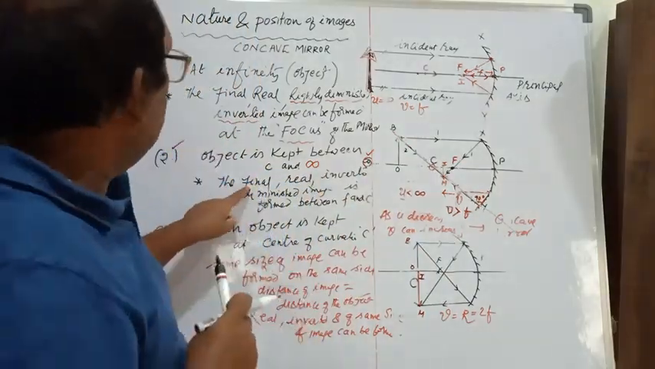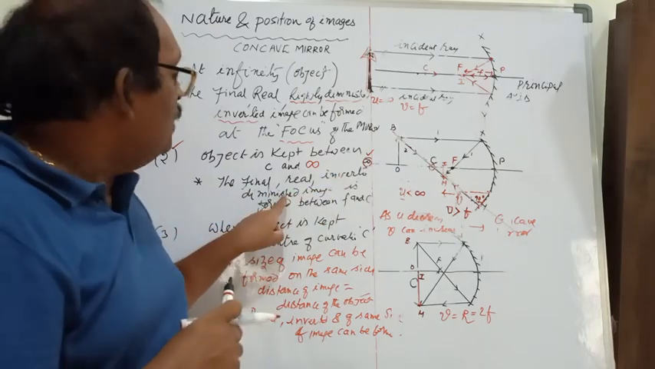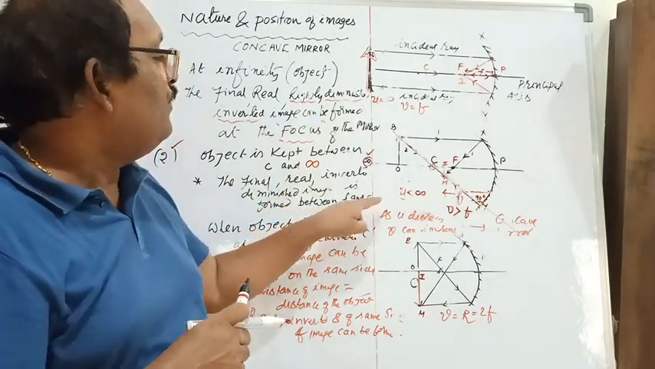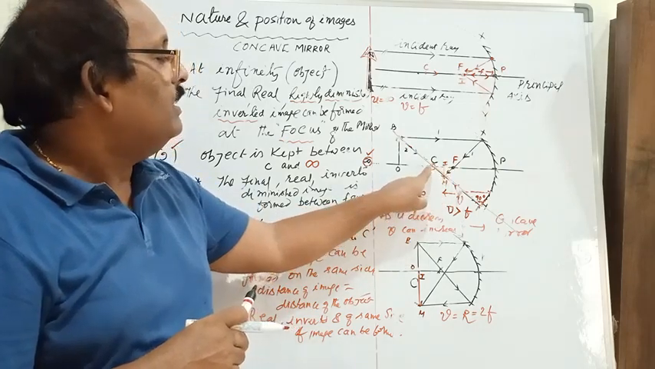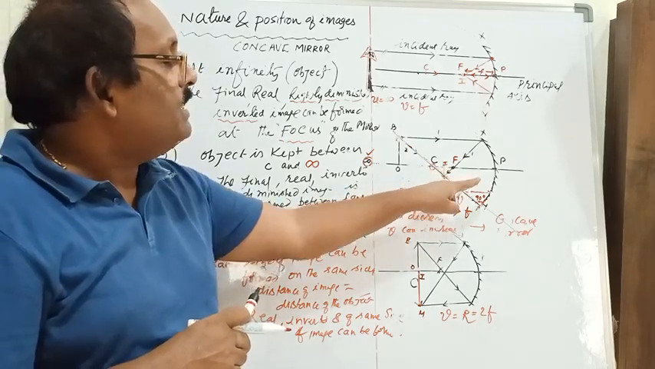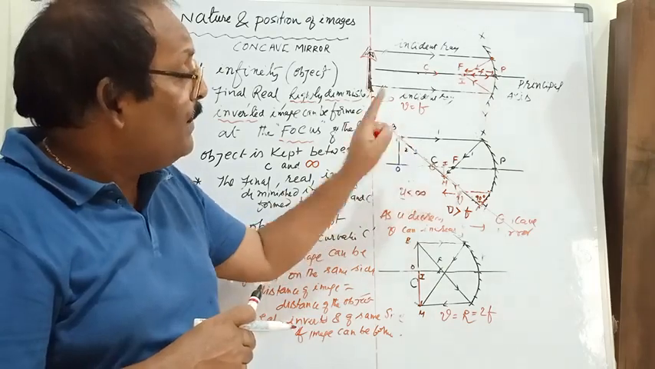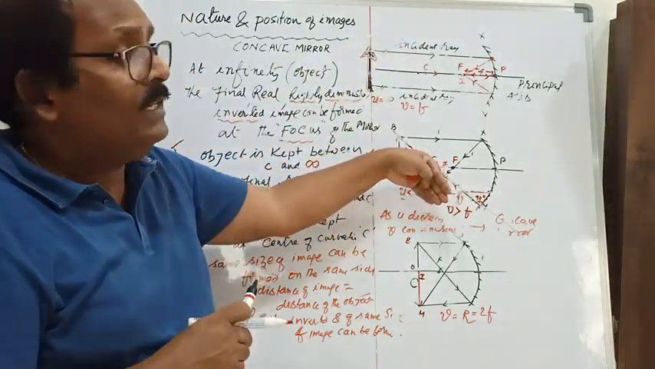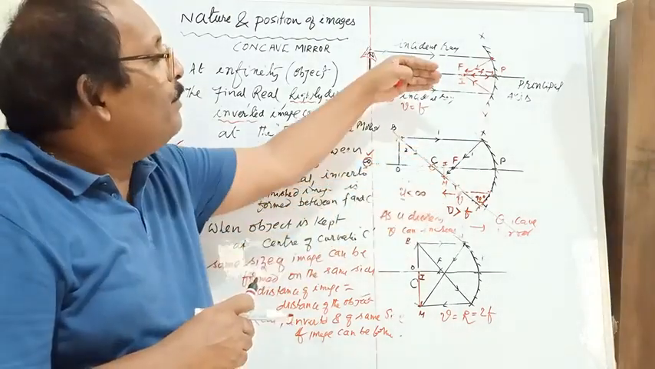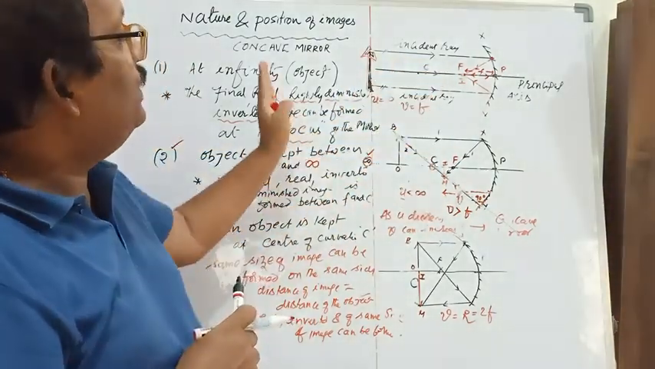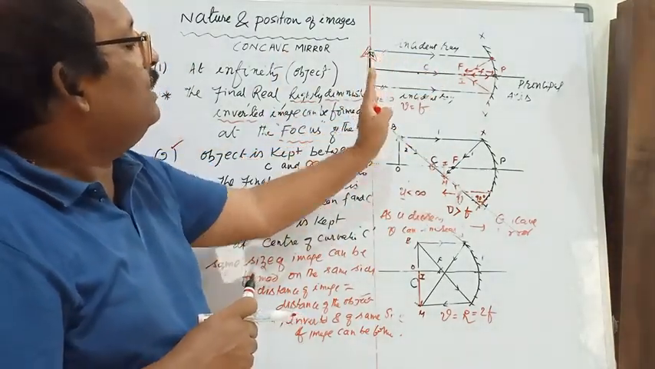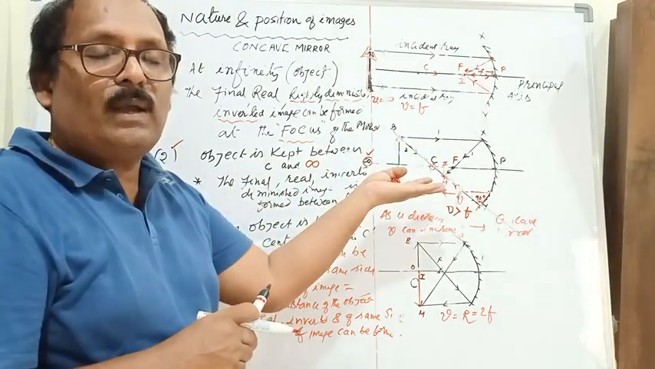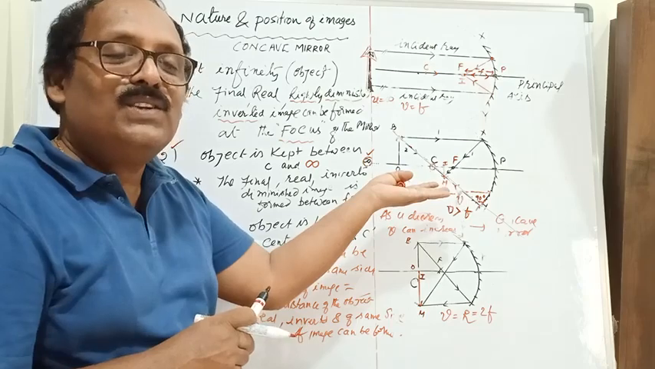That's why a real, inverted, diminished image, not highly diminished, but a diminished image, is formed between F and C. Size of the image is increasing, distance of the image is increasing, magnification is also increasing. Earlier it was highly diminished, now it is a diminished image. So magnification is slightly increasing as we reduce the distance of the object. Distance of the image will be increased. So the ratio of distance of image to distance of object is called magnification. Magnification is increasing.